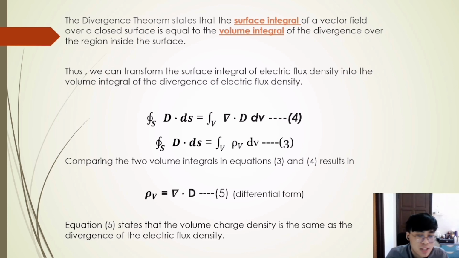Hence, by comparing equation 3 and 4, we can easily realize that the volume charge density is the same as the divergence of the electric flux density. So now we know that there is a way to calculate the volume charge density if the electric flux density is given.